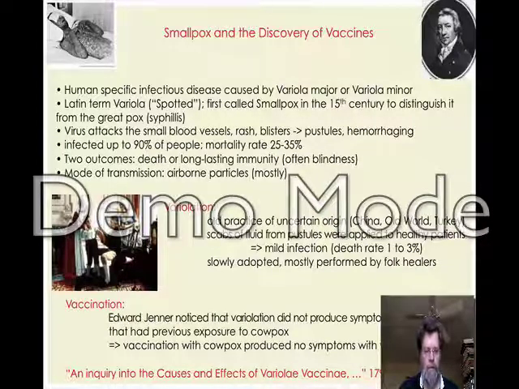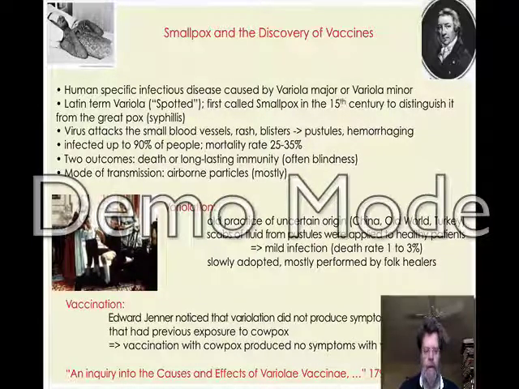If you are infected, there are two outcomes, death or long-lasting immunity, but that often comes with marks, the so-called pock marks. It can also result in blindness. The mode of transmission is mostly airborne particles.